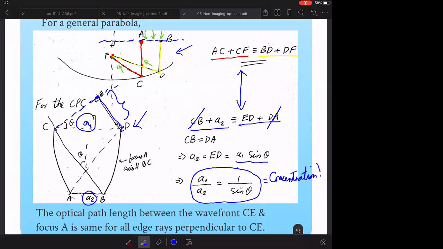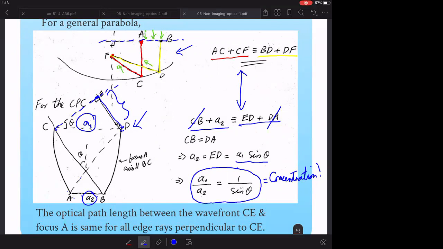So a very simple expression now, saying that the concentration of my CPC is inversely related to the sine of the acceptance angle, theta. In other words, if I want to accept more light, I have to give up on concentration. I have to concentrate less. If I want to concentrate a lot, I need to collect over a smaller range of angles. This is a very fundamental concept.